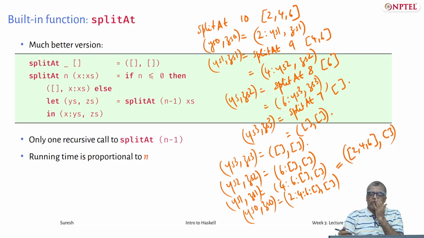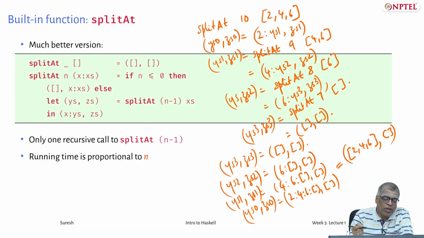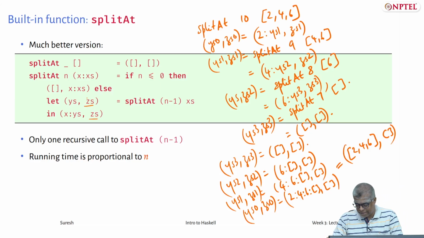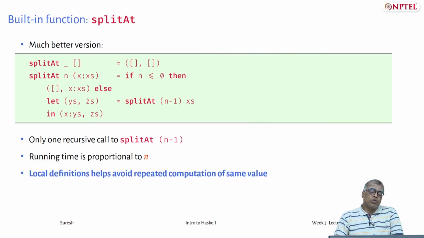Okay, so this is something we can do. In fact, I needn't even have given the names zs0, zs1, etc., because I am just using the same name here. zs is just the same zs. So I could have kept the same constant zs throughout. Okay, that's fine. So what is the key takeaway here? The takeaway is that local definitions help avoid repeated computation of the same value.